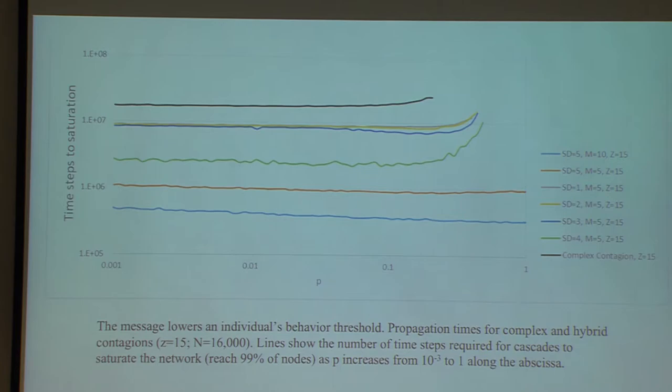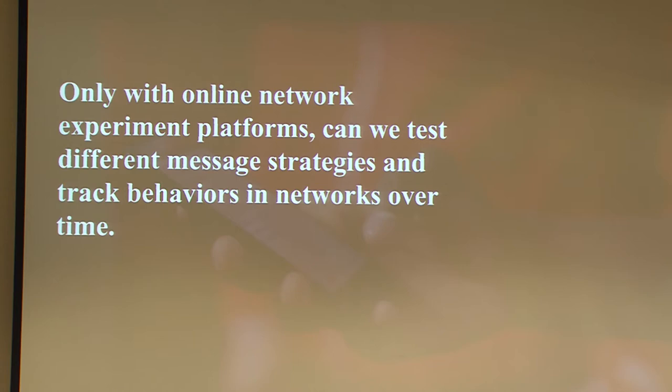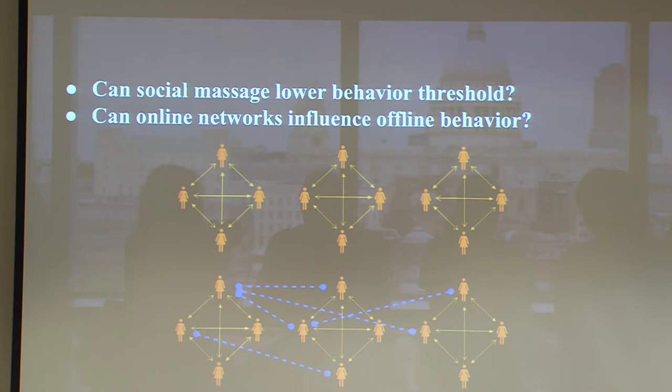So with that, my real interest is to use online social network experiments to verify the different message strategies and to see whether different message strategies can influence behaviors, and then we can track behavior diffusion in real networks over time. There are two questions that we can answer from doing online network experiments. One is, can social messages actually lower people's behavior threshold? Then we can actually make more people adopt some healthy behaviors.